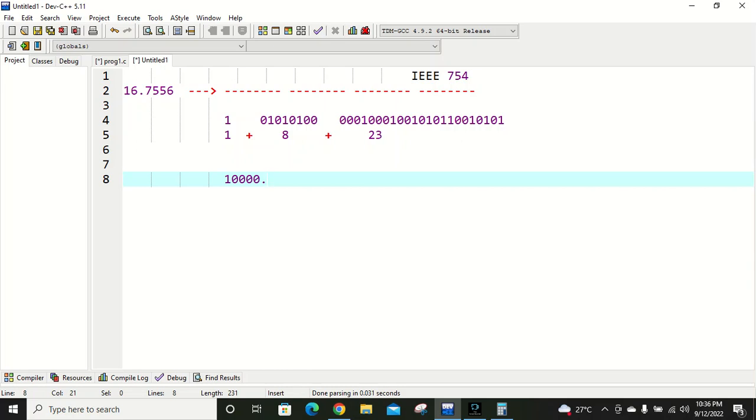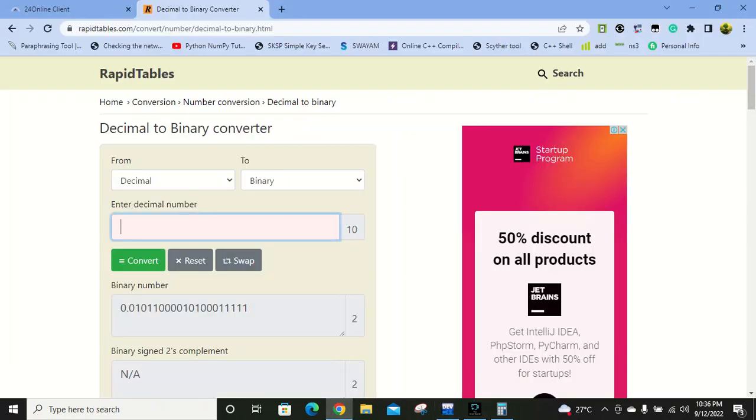Point, now you have to convert this number. If you know the method of converting point decimal numbers, you have to multiply by 2, and either it comes 1 point something or 0 point something, and you have to take that value. There is a different process, but here I use this website. I am writing this number 0.7556. So I directly go to the website with 0.7556. That is a very simple method.